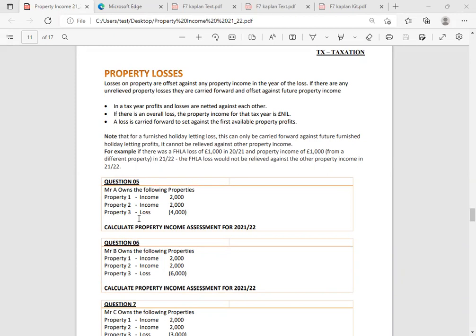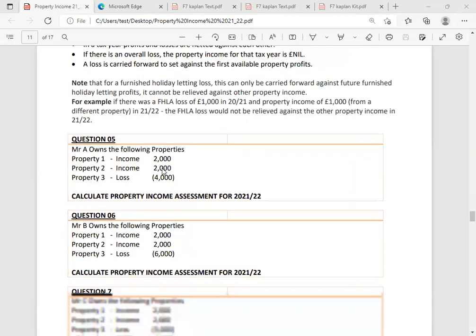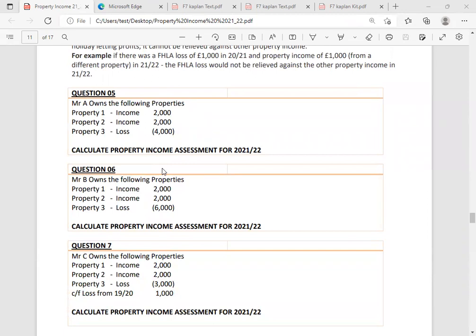So you have question number 5. You can see Mr. A owns the following properties: Property 1, 2 and 3. This means he calculated these three incomes or losses by using the formats which we learned already. After completing the formats, we should make the summary. The summary should be like that. Please look.